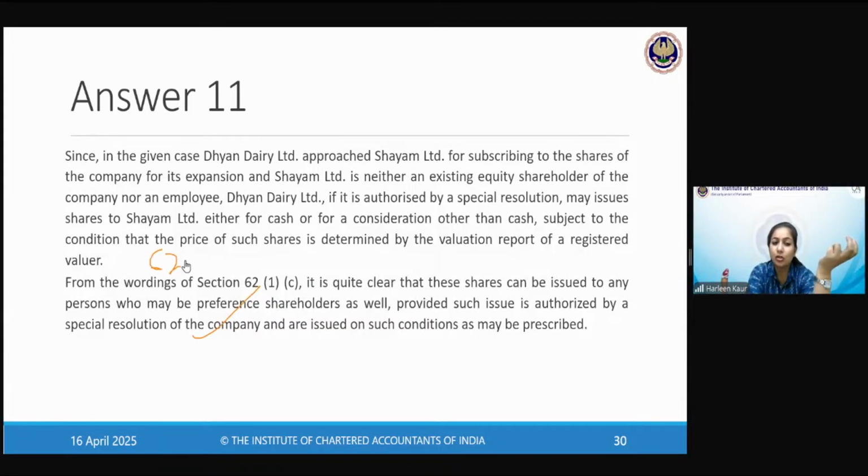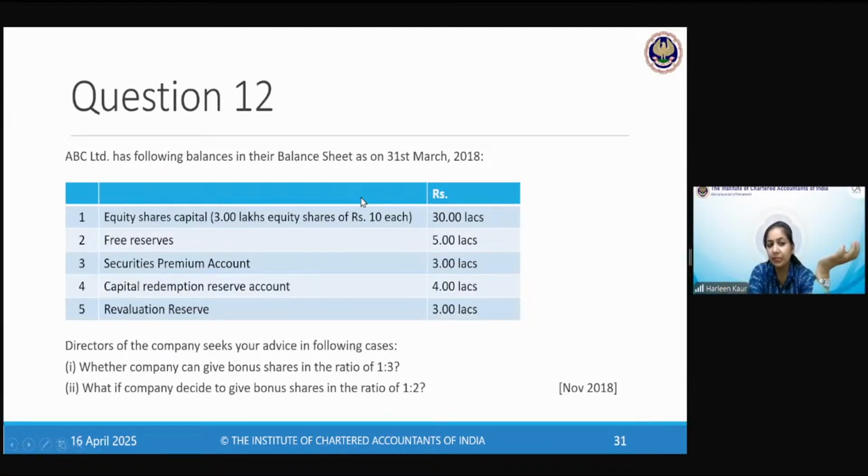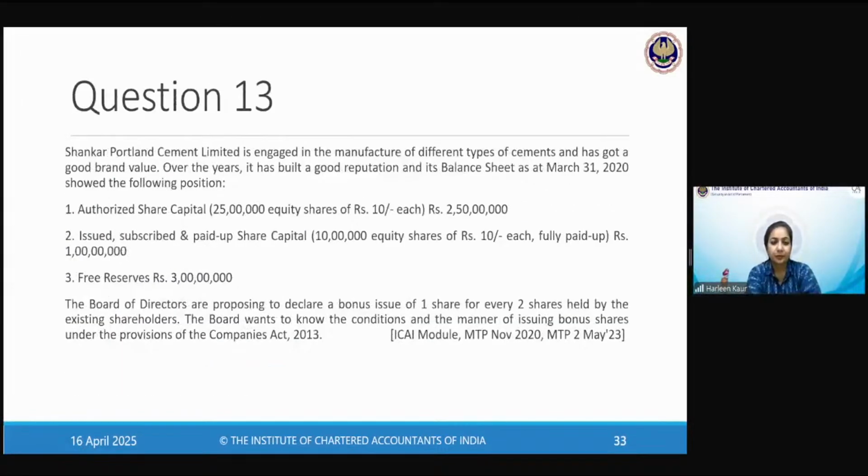This will fall in the category of section 62, sub-section 1, clause C, where you are further issuing shares to persons other than existing shareholders and members. Because if you are giving to members, it is a rights issue; if you are giving to employees, it is ESOPs. In the third category, it is any other person. So bonus shares.